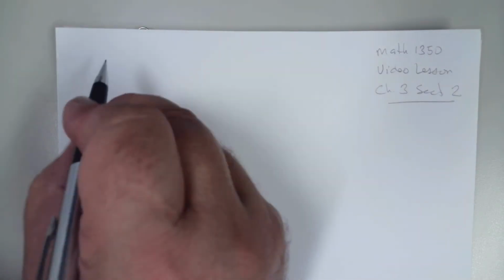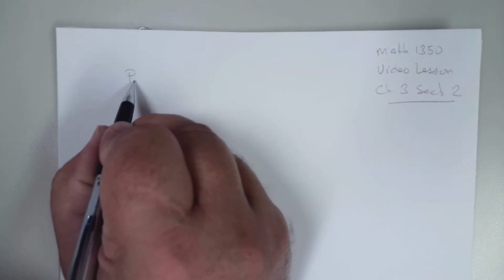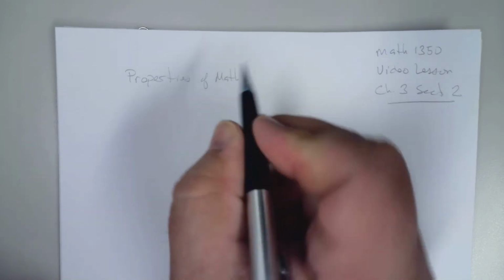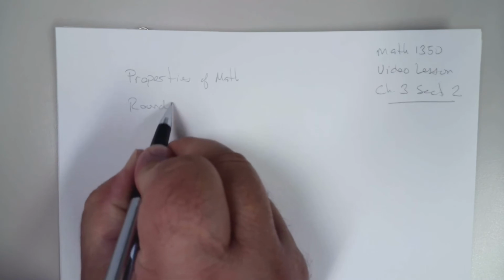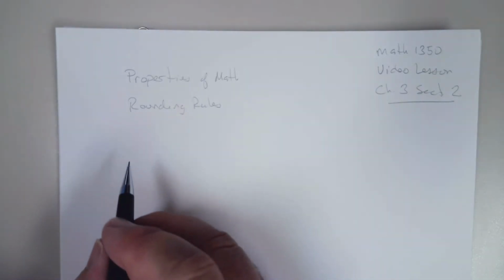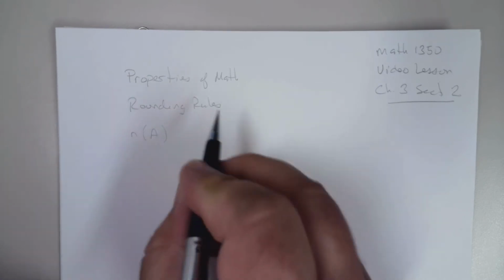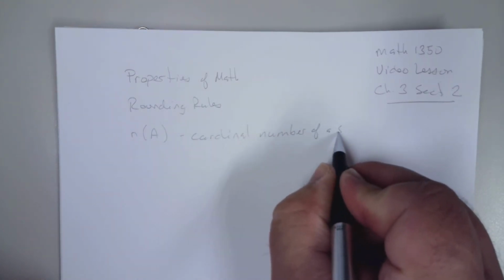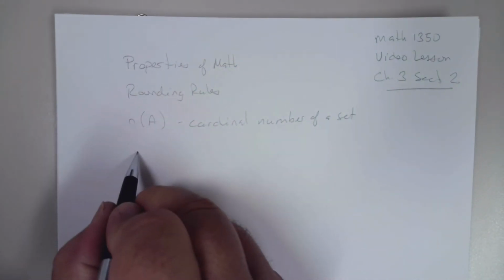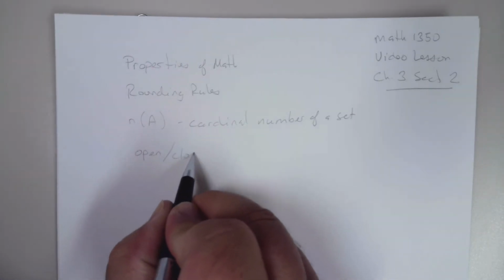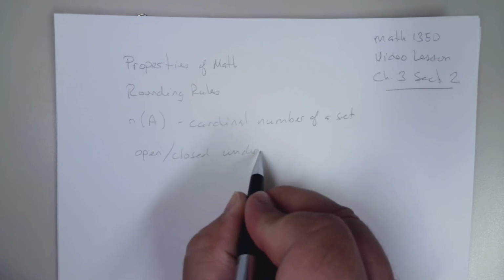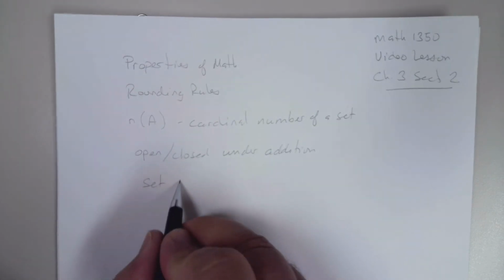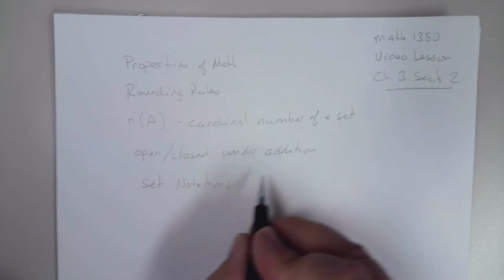Now, in this section, we have to look at a few definitions first. We have to talk about the properties of math. We're going to discuss the rounding rules, the cardinal number of a set, whether something is open or closed under addition, and the set notations, the symbols used.